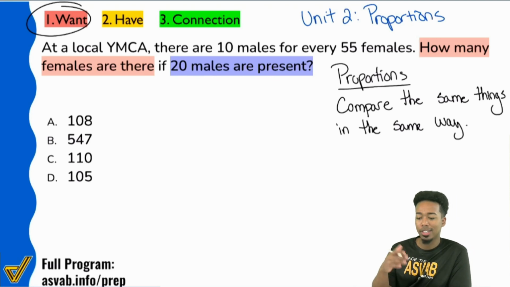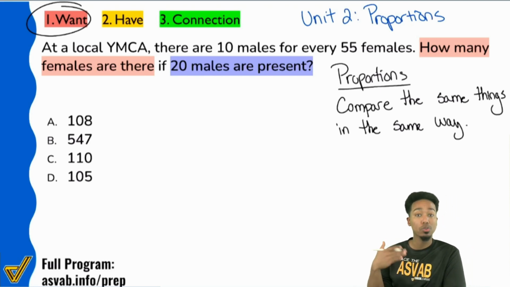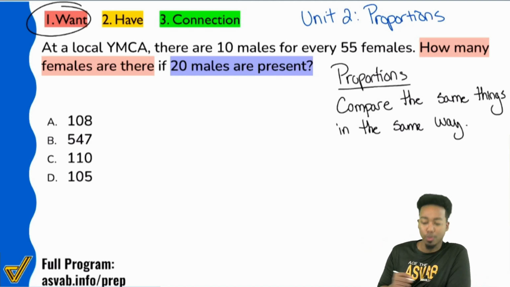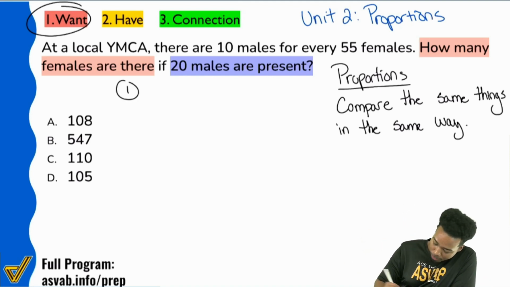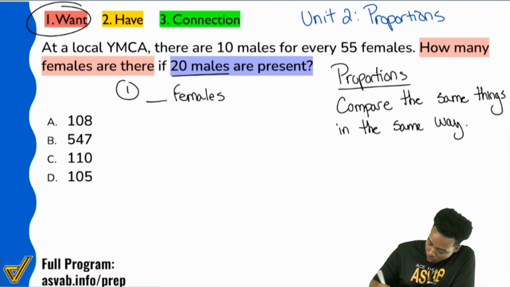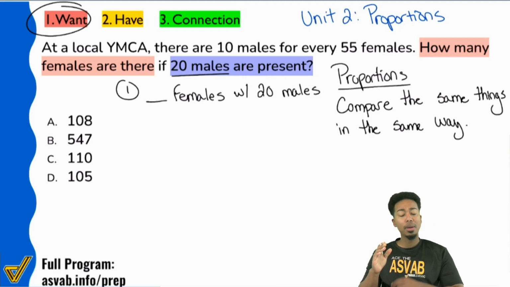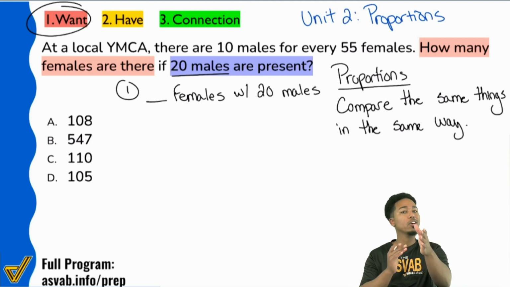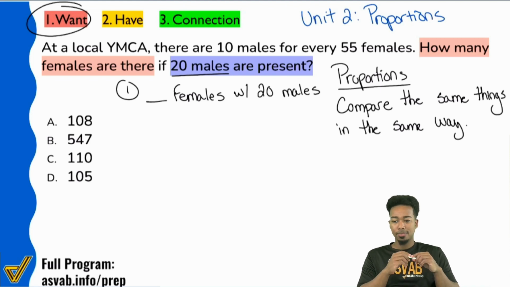It's all good. Again, Keon, this is all about being able to recognize what we're supposed to do, then get into how we're supposed to do it. So part one, what do we want? We're looking for blank females, and there are 20 males present. So I would say blank females with 20 males. So far, so good, everybody? Can we agree all together here? We're looking for the number of females. Sweet. Sounds good.